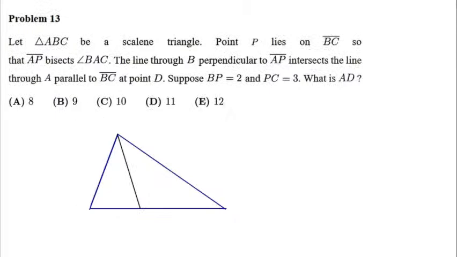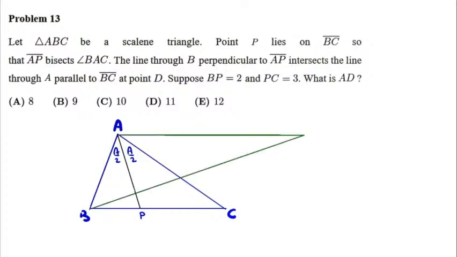Okay, so let's start. We have triangle ABC here. And then it says P is such that AP bisects angle BAC in half. The line through B perpendicular to AP intersects the line. Okay, so let me draw that. Through B perpendicular to AP intersects the line through A parallel to BC. This one at what point? At point D. Suppose BP is 2, BC is 3. What is AD?